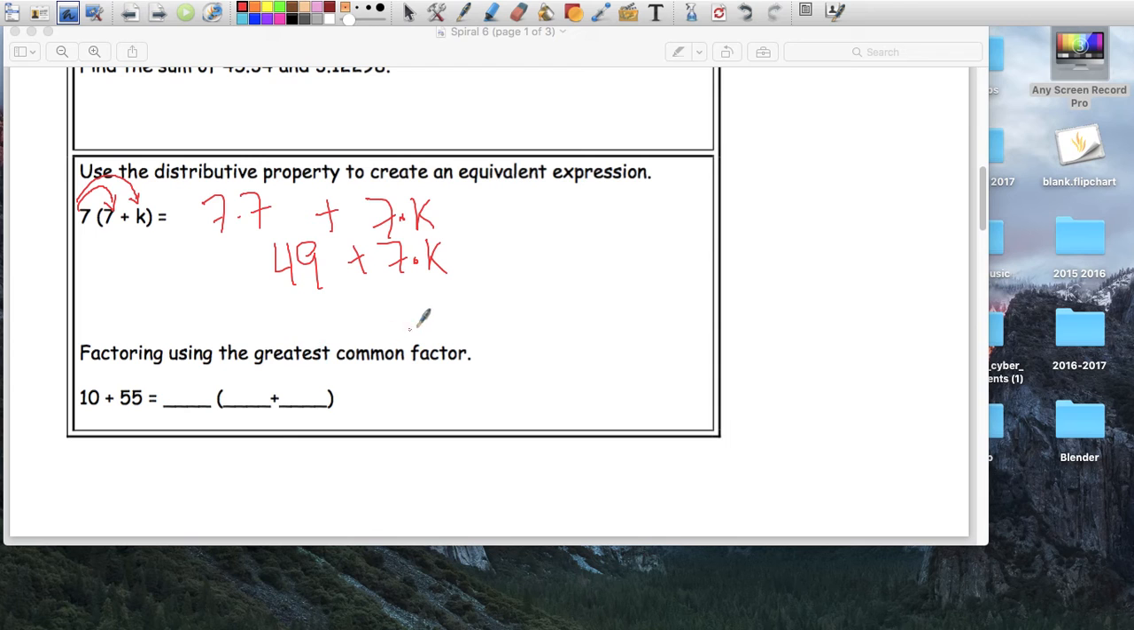Factor using the greatest common factor. So you can use the ladder method. What's the biggest number that can go into 10, 55? I think that's definitely a 5. 5 goes into 10 2 times. 5 goes into 55 11 times. So the number outside becomes this 5. The two numbers inside are a 2 and an 11. Okay.